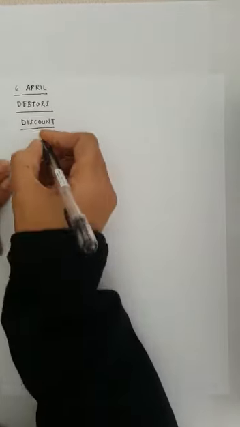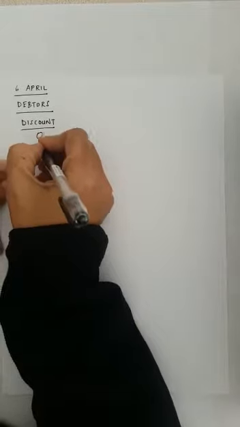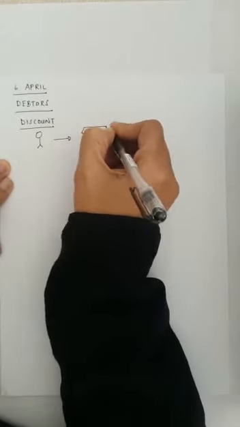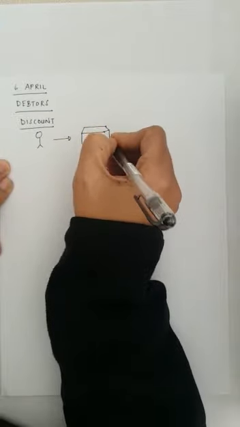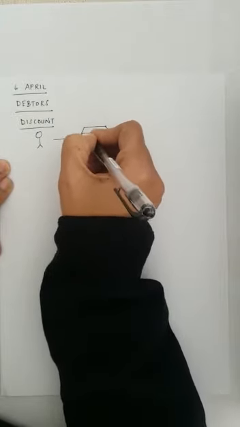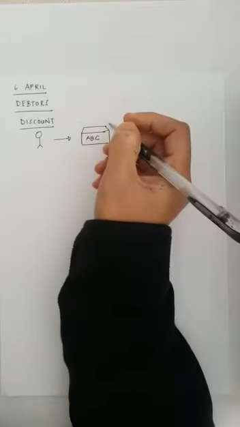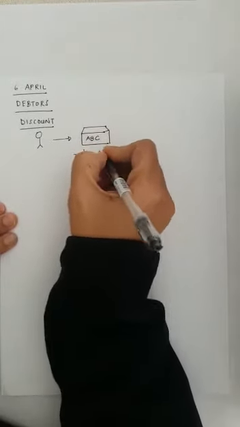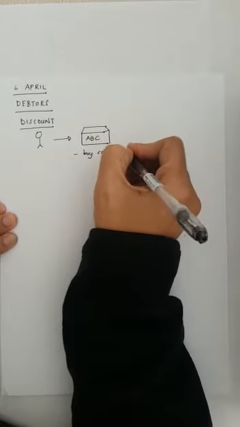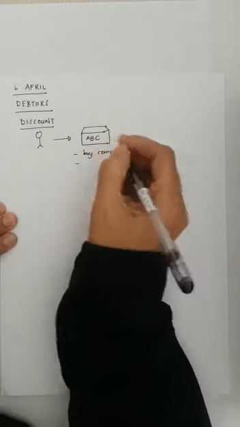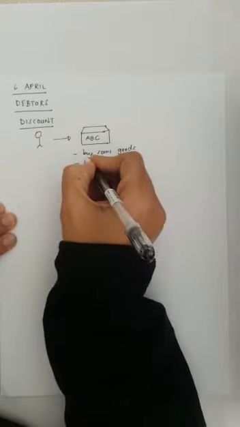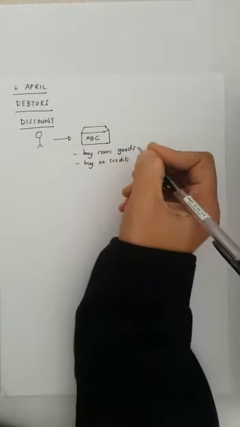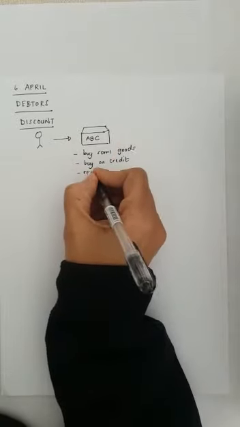Okay, so if you're going to a shop, I'm just going to call this place ABC Stores. So we've gone to ABC Stores and we've purchased some goods. Okay, and we buy on credit, which means that we did not pay any cash, we bought on credit, and we receive an invoice.